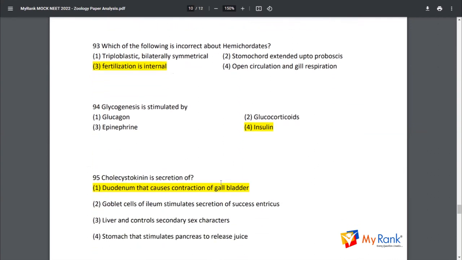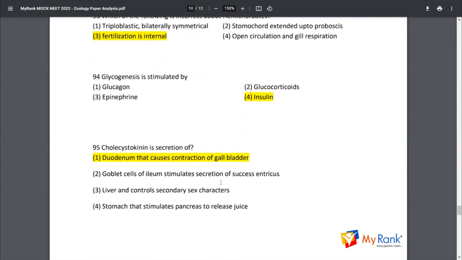Moving to the next question. Glycogenesis is stimulated by. Glycogenesis means synthesis of glycogen from glucose. Now, which hormone does that function? It is insulin. Insulin is the one which is responsible for conversion of glucose to glycogen. So option 4, insulin, is the correct answer.